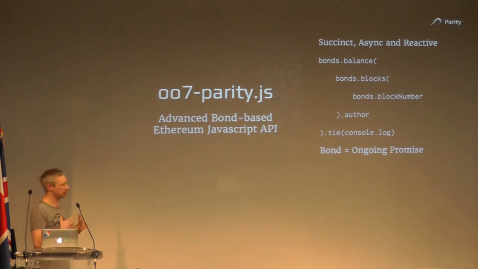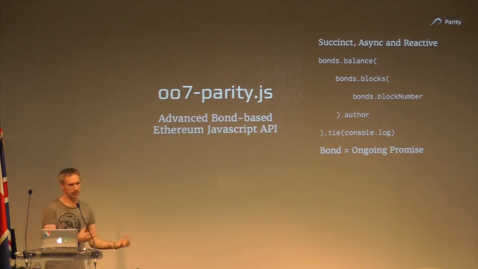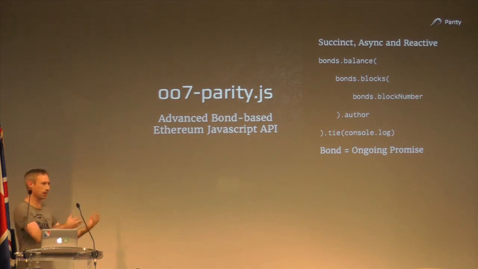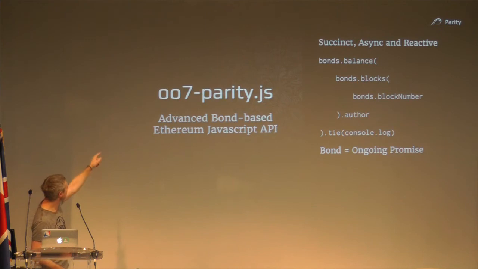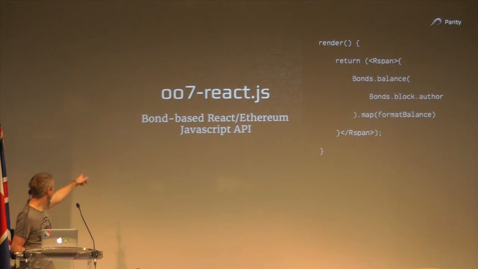This uses a bonds API, which is basically an ongoing promise. So it's like a promise, except it subscribes as well. So if there's any updates to the underlying value, it will asynchronously update your code. In this case, what we're doing is every time the balance of the latest block's author changes, we'll get a console log. This is a React library on top of that.